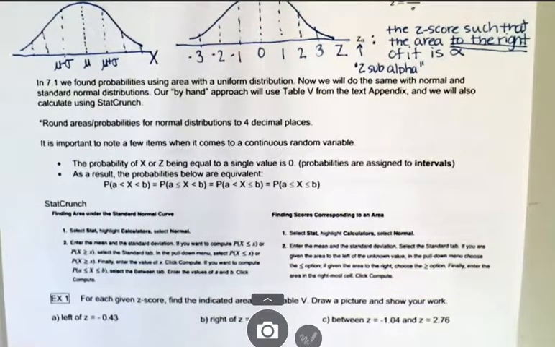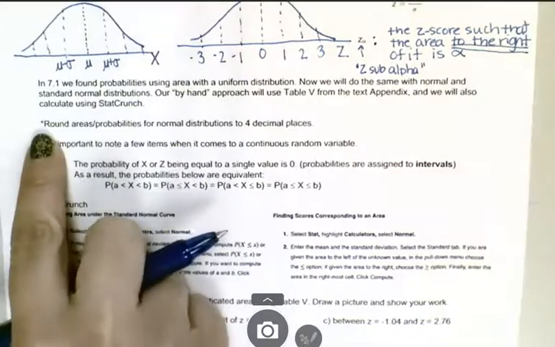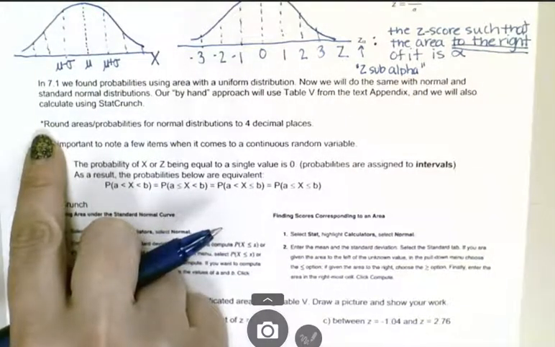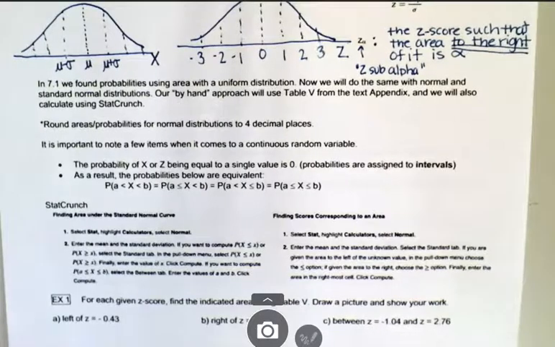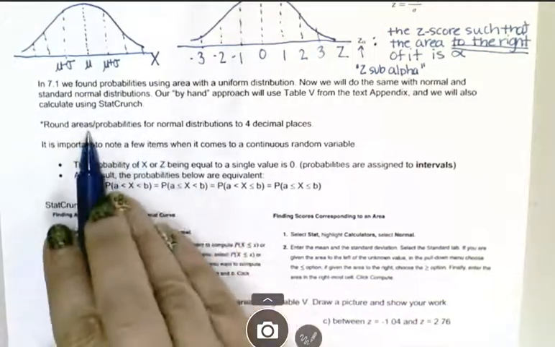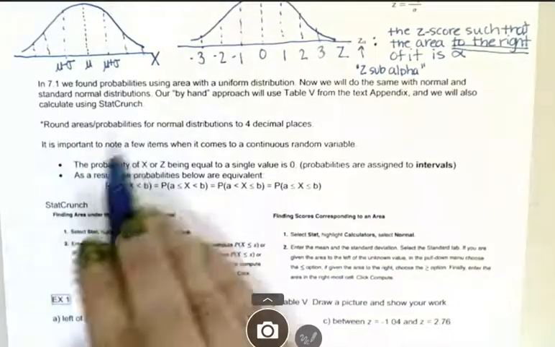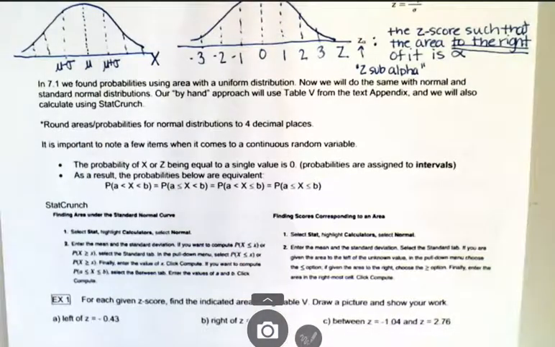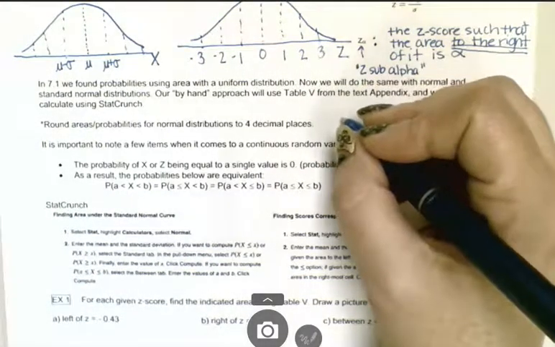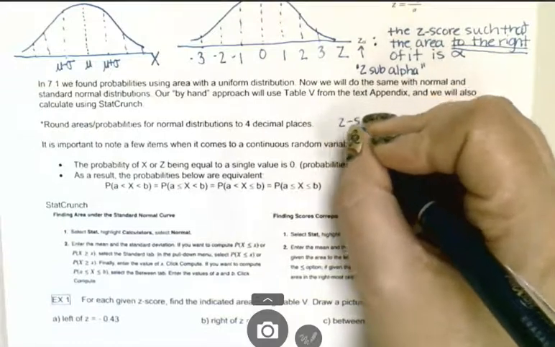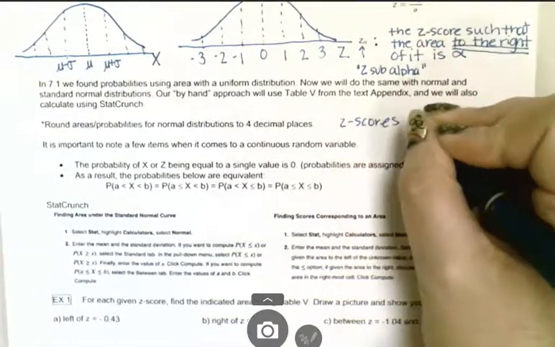In this section, it is important to note, because rounding rules in general depend on what we are talking about, that when you're asked to find an area or asked to find a probability, we're going to round those to 4 decimal places. Also, for z-scores, that hasn't changed.